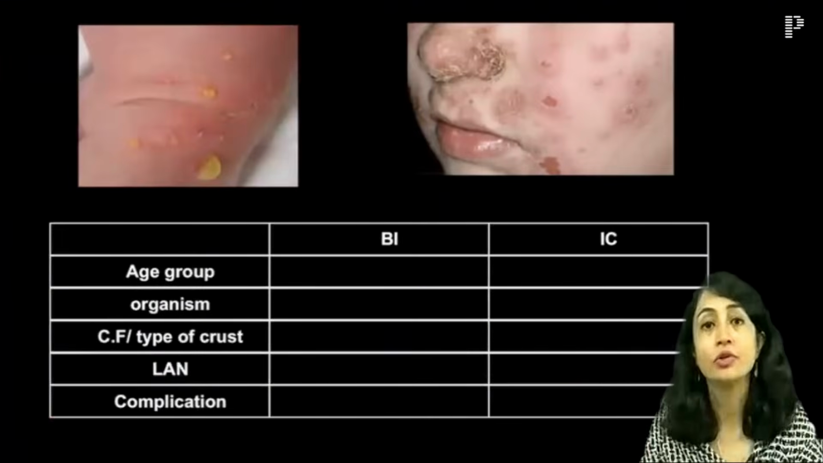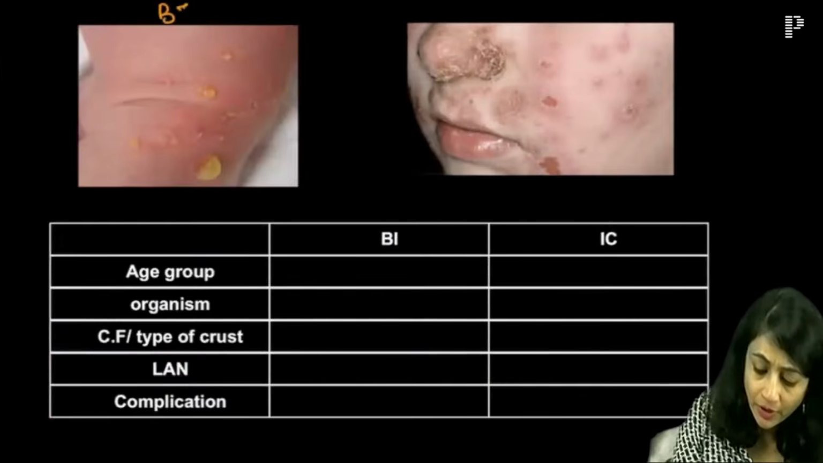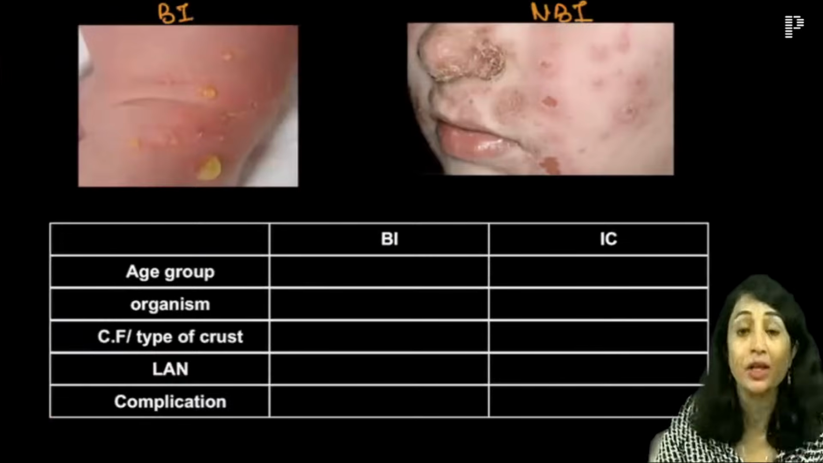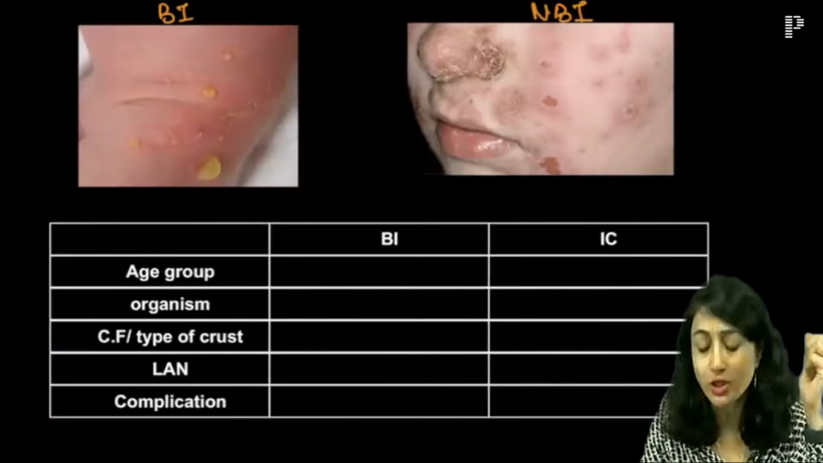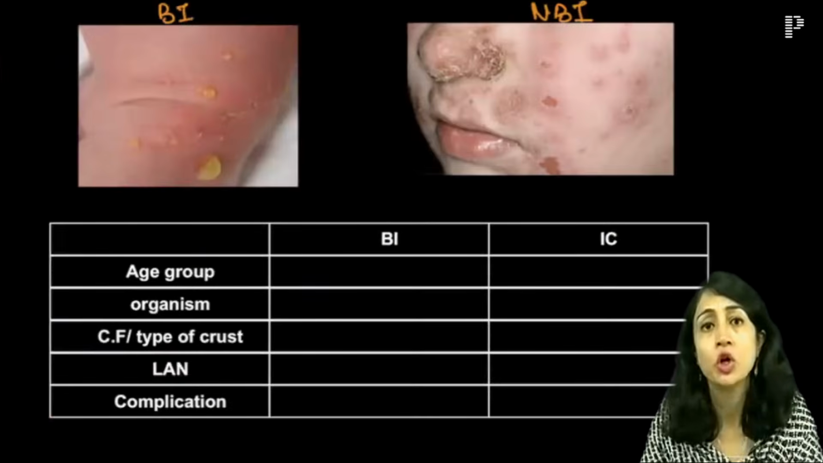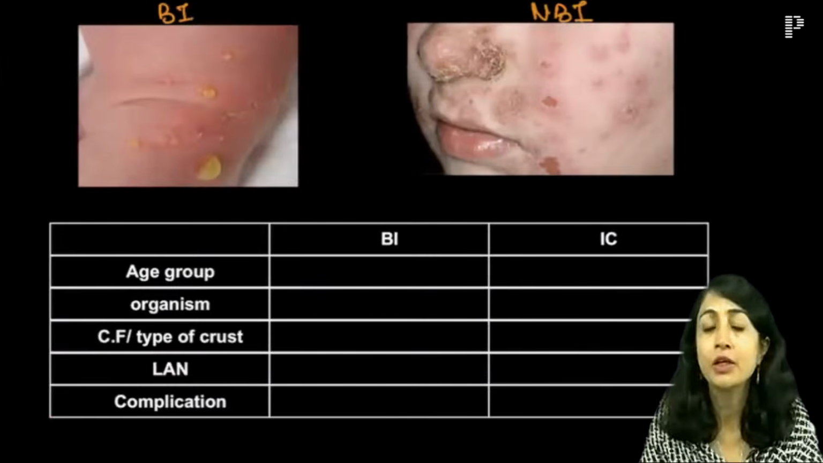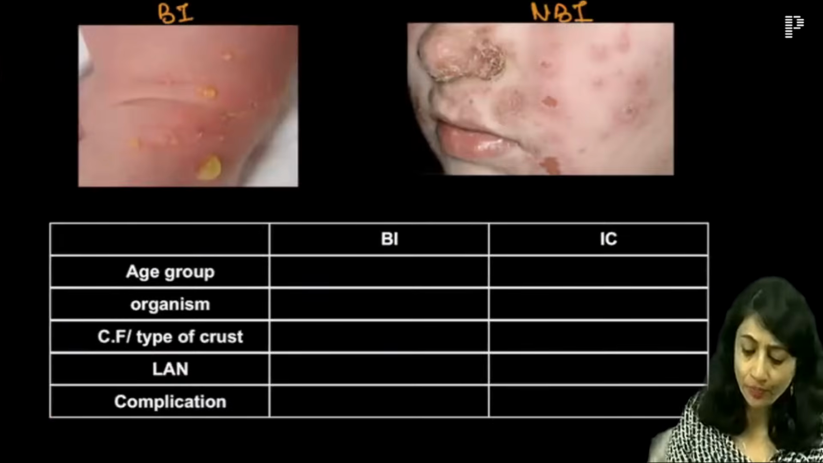Now, how do you differentiate these two? So this is my bullous impetigo, where I'm seeing bulla, and this is my non-bullous impetigo, where I see crusted erosions. Now, can any of you tell me what is the characteristic feature of the crust in non-bullous impetigo or impetigo contagiosum? The crust is very, very particular. Please tell me what kind of crust do you see in non-bullous impetigo?